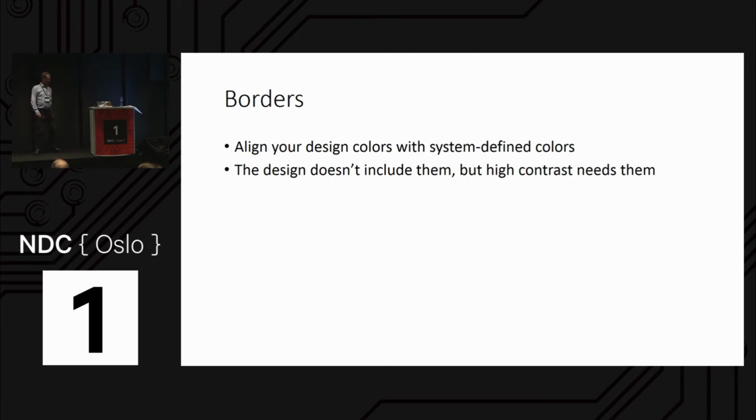Okay, let's take one step back and go to the borders. This is what our designer gave us. It is a button without a border. That's fine, because the button face itself doesn't need a border. It's certainly distinguishable from the background. But if you apply the high contrast setting to it, it ends up maybe like this, and it's no longer obvious that this is a button. It looks like some kind of text maybe.